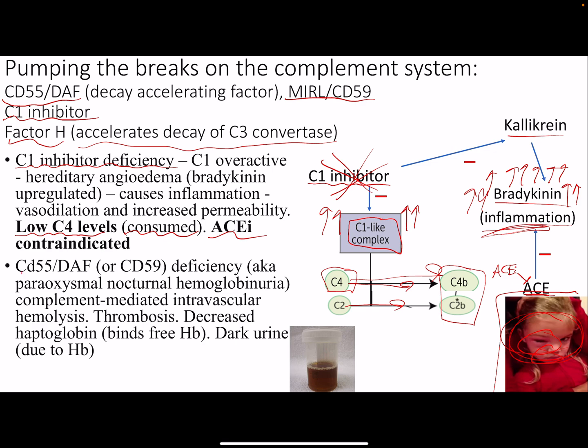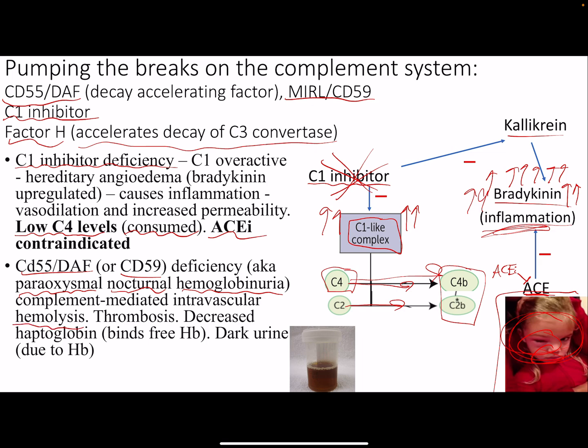Moving on to C55 and DAF, it could also be a CD59 MIRL deficiency. This is caused paroxysmal nocturnal hemoglobinuria. Paroxysmal kind of means intermittent. Nocturnal means at night. So you're supposed to have these episodes of hemolysis that sometimes get worse at night. People actually debate this. Some people say that this is not true, and so it's a misnomer. But nevertheless, you're going to have widespread hemolysis due to the excessive activation of the complement system.